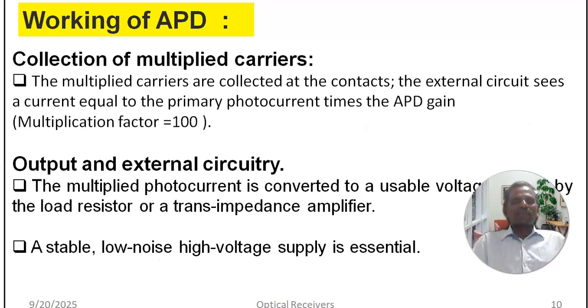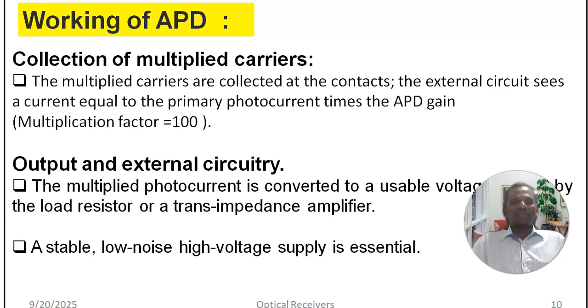Then collection of multiplied carriers. The multiplied carriers are collected at the contacts. The external circuit sees a current equal to the primary photocurrent times the avalanche photodiode gain. Here the multiplication factor is approximately 100.